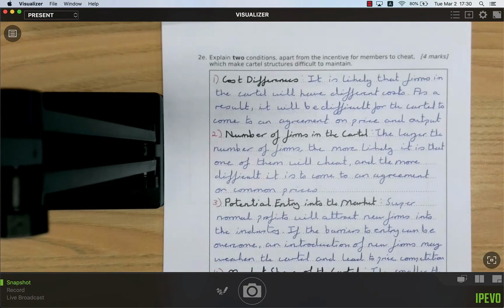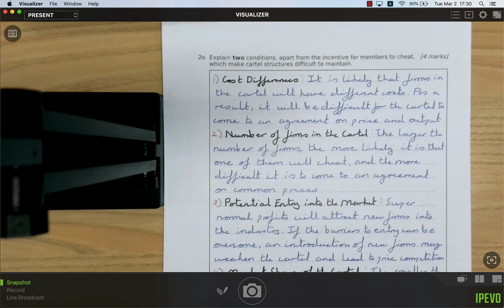Number of firms in the cartel. The larger the number of firms, the more likely it is that one of them will cheat, and the more difficult it is to come to an agreement on common prices. Now, we did say that we couldn't say cheating, but it is true. But it is also difficult. If you've got 2,000 people trying to agree on something, it's impossible. That's why in perfect competition and monopolistic competition, otherwise known as imperfect competition, there's no collusion.